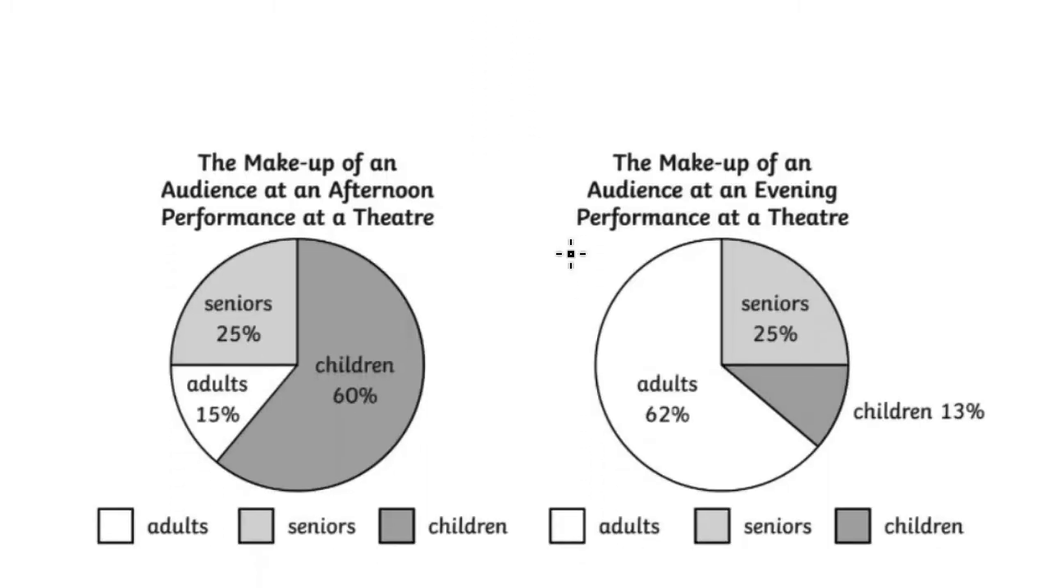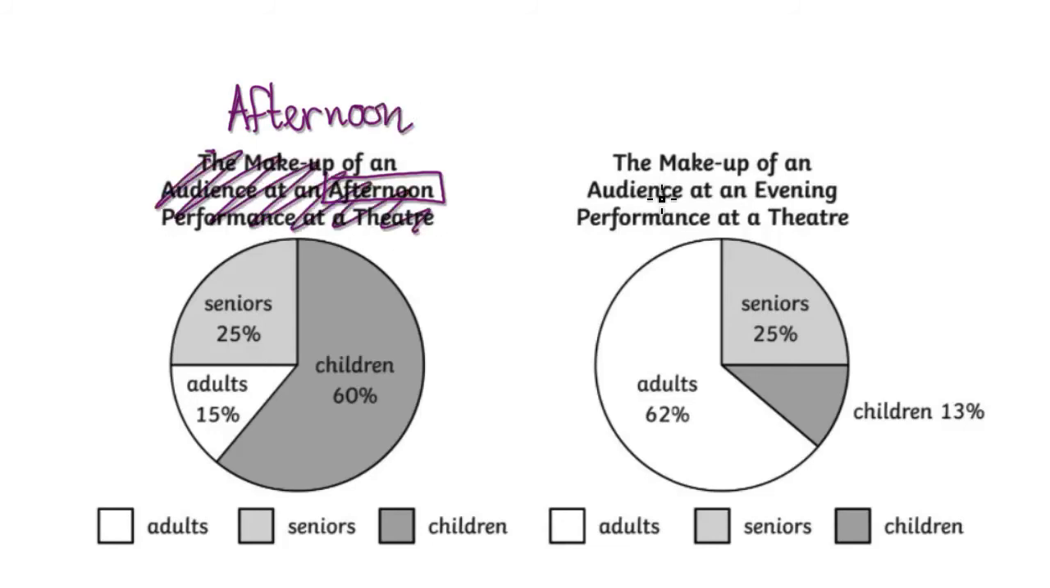So here we've got a pie chart showing the audience at an afternoon performance. There are too many words here, so just extract what's important. What's important is this thing here. So this pie chart represents afternoon. So ignore this whole thing here.